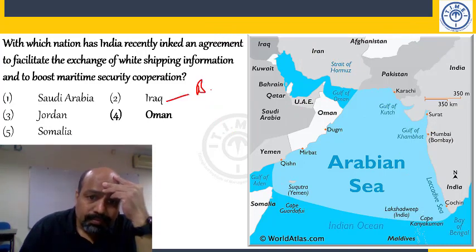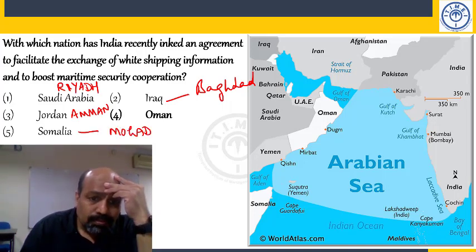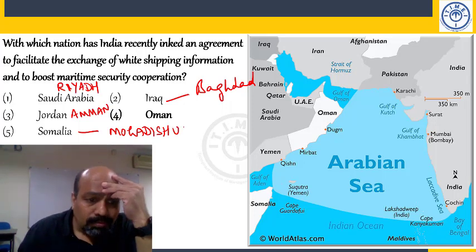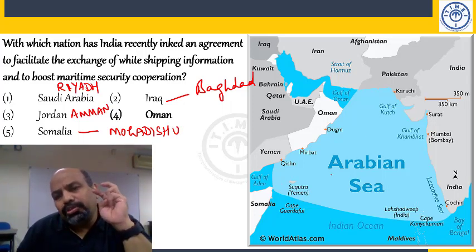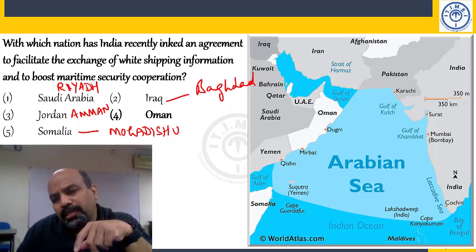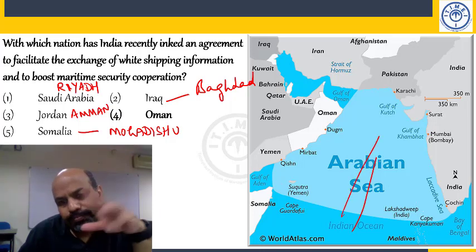Baghdad. Saudi Arabia, Riyadh. Jordan, Amman. Somalia, Mogadishu. Why should it be called Arabian Sea? Shouldn't it be called the Indian Ocean? It's an extension sea, isn't it?